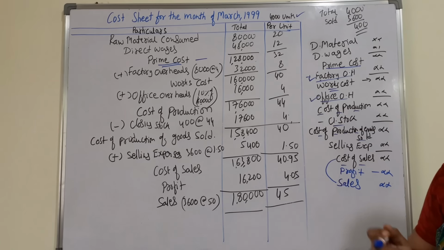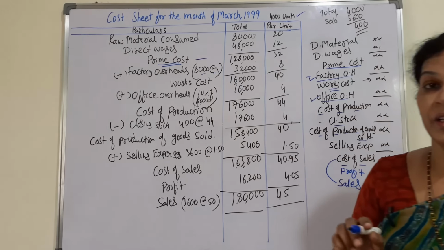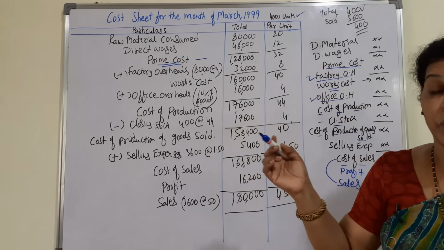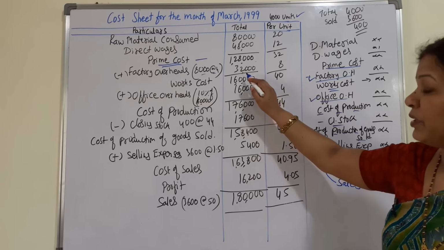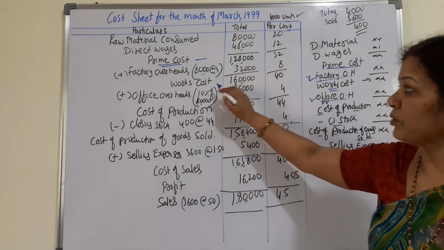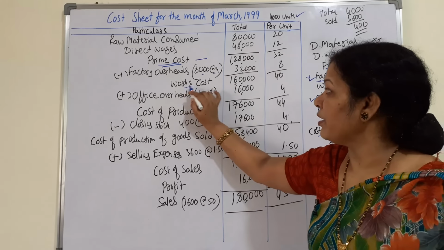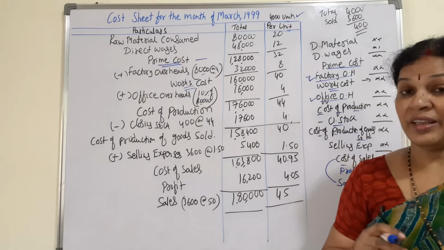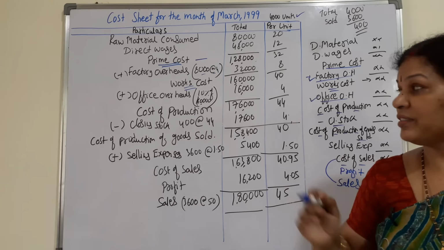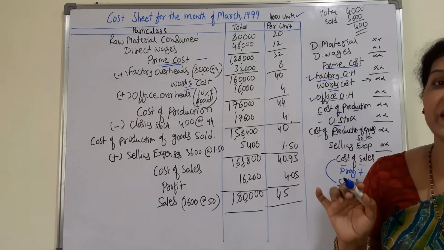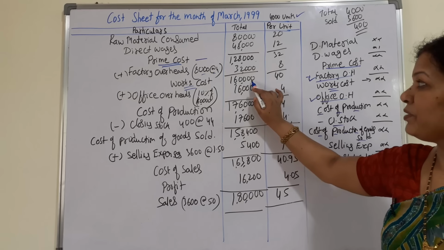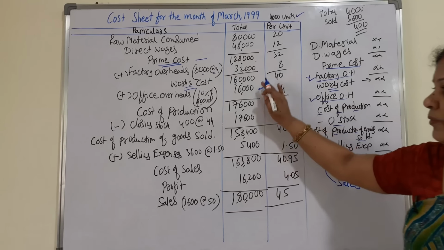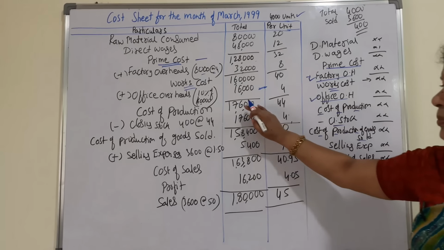Factory overheads are also given: 8,000 hours at the rate of 4 rupees per hour, machine hour. 32,000 you got. If you add factory overheads, you get the works cost. To the works cost, we have to add office overheads. They did not give the direct amount; they said 10% of works cost is the office overheads. 10% of 1,60,000 is 16,000. If we add, you get the cost of production.